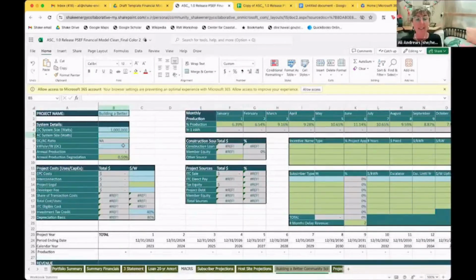Oh, I forgot to explain the color coding. You'll notice that many of the cells are all different colors. That is on purpose so that we can tell which cells we're supposed to put numbers into and which cells are calculating on their own, because there's a bunch of formulas in here. Like I just highlighted this cell B6, and it will do a calculation for us once we put a number into B4 and B5.